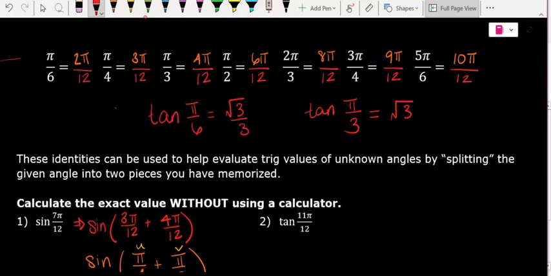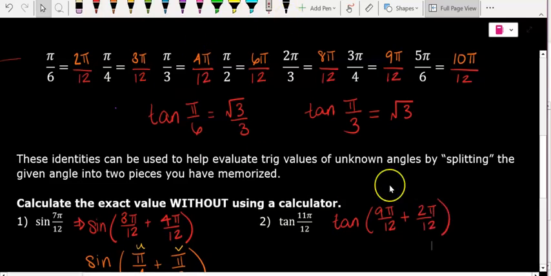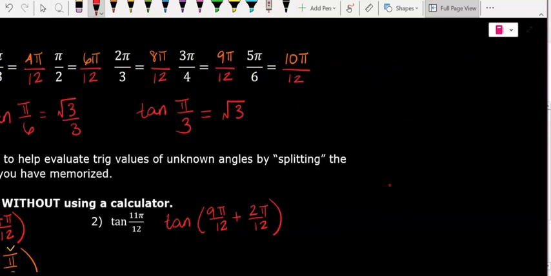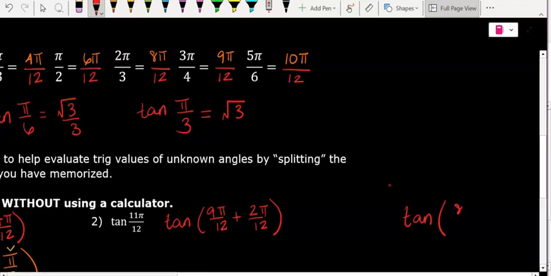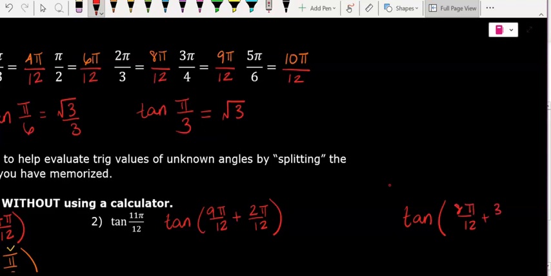So if I do 11 pi over 12, as I already said, I can make that be 9 plus 2 or 8 plus 3. So if I do 9 plus 2, let's rewrite this here. I think I'll do it both ways. So I'll do 9 pi over 12 plus 2 pi over 12, right? And then once I've done that, I also could do tangent of the other one, which would be 8 pi over 12 plus 3 pi over 12.